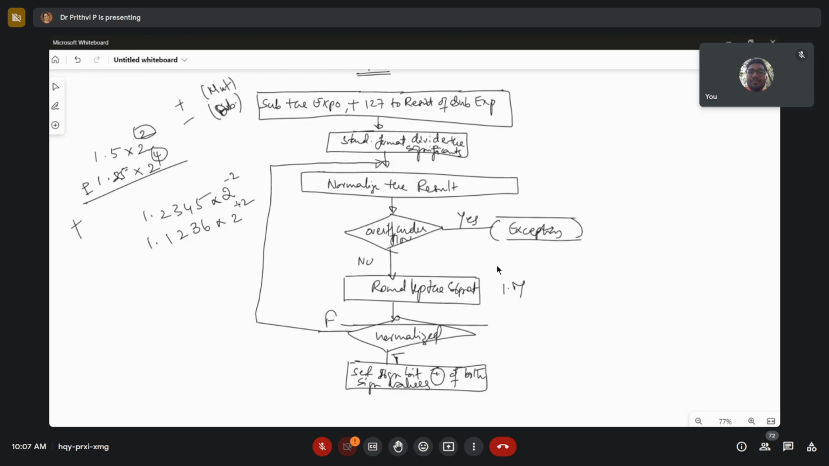Yes or no? Yes or no? No answer. I want a value to be shifted towards left or right.